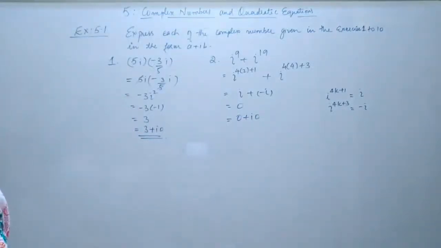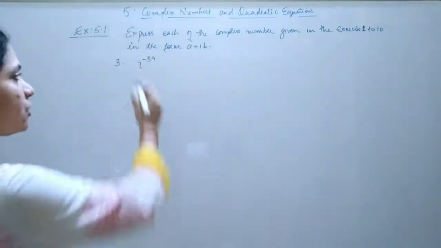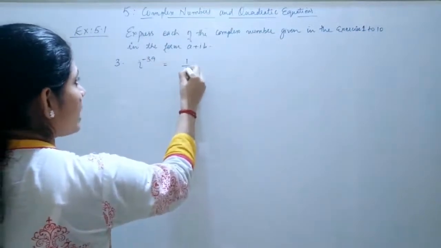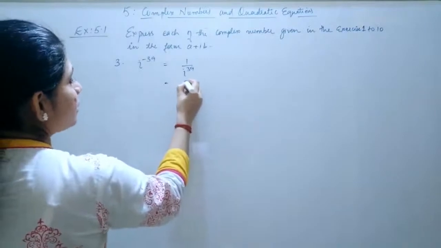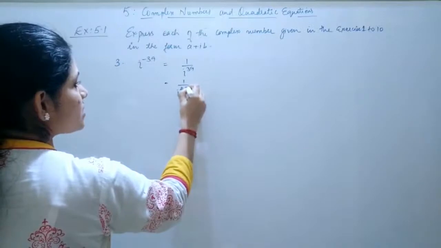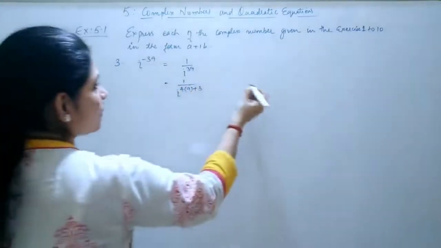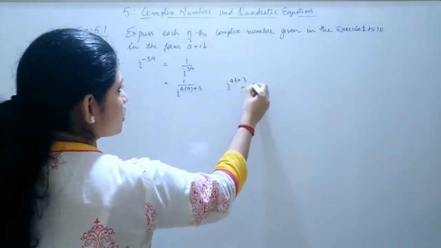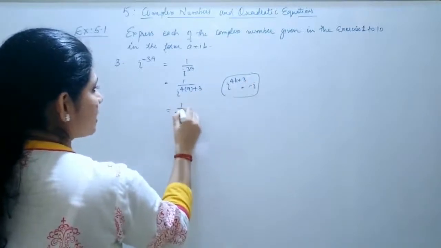The third question is i raised to minus 39. In order to avoid this negative sign, we can make it 1 by i raised to 39, and 39 can be written as 4 into 9, which gives you 36, plus 3. So it is of the form i raised to 4k plus 3, which is giving you minus i. So we can write this as 1 by minus i.